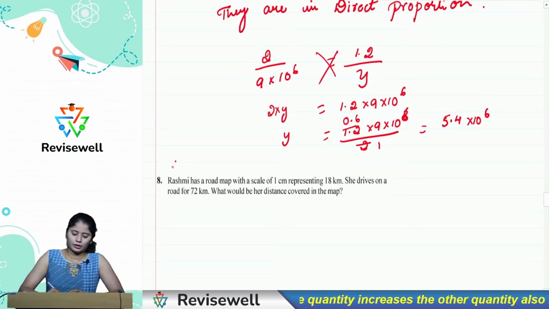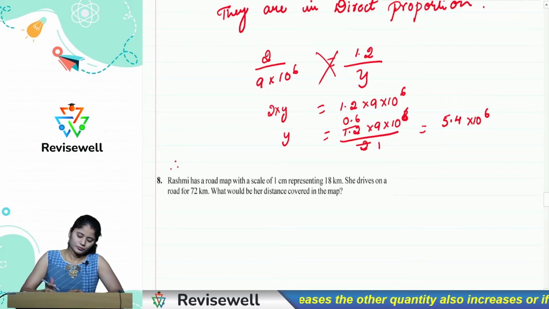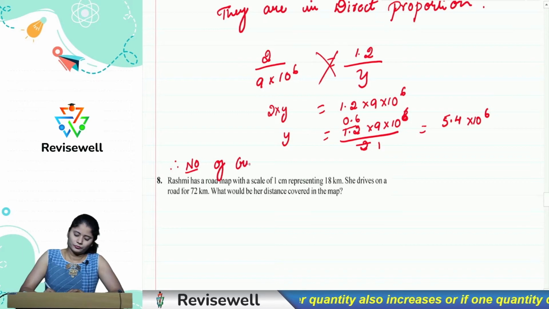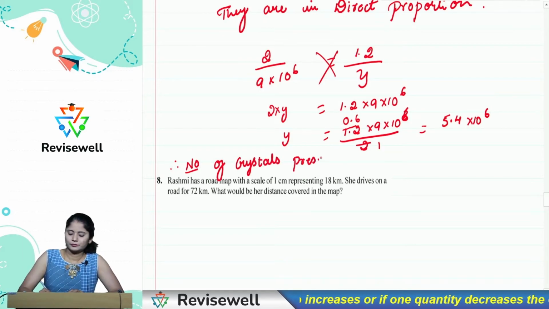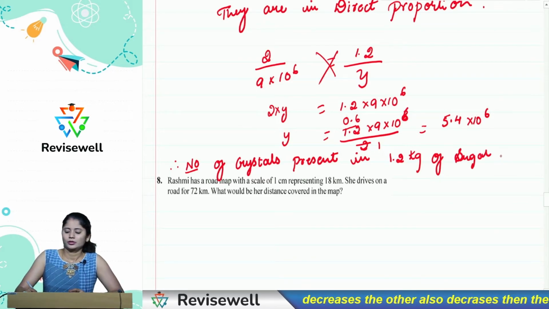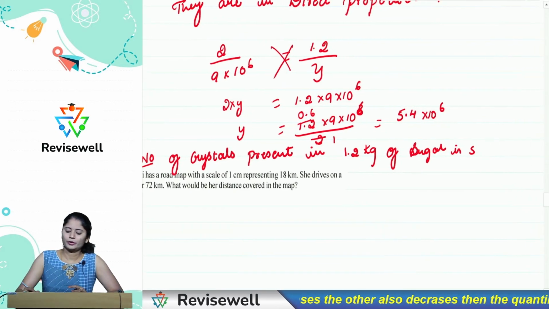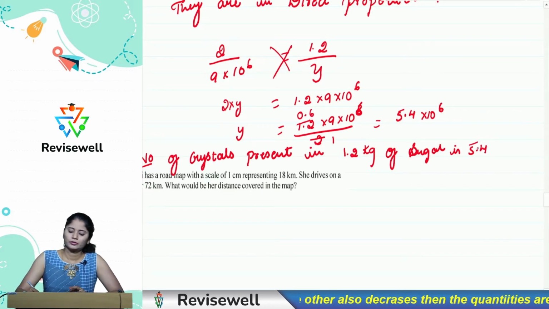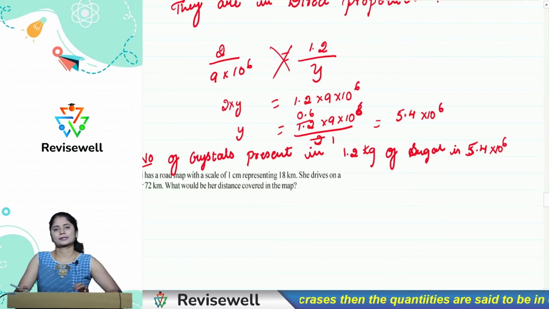Therefore, the number of crystals present in 1.2 kg of sugar is 5.4 multiplied by 10 raised to power 6.